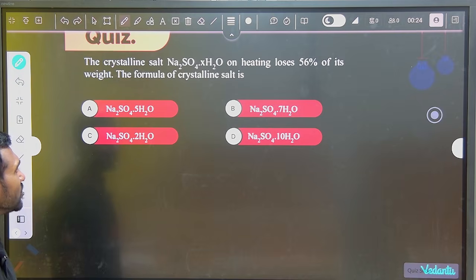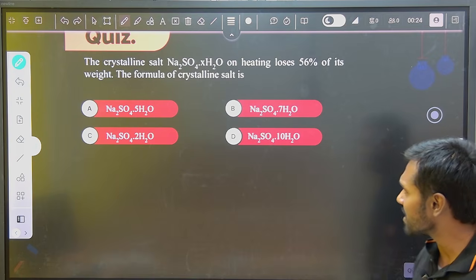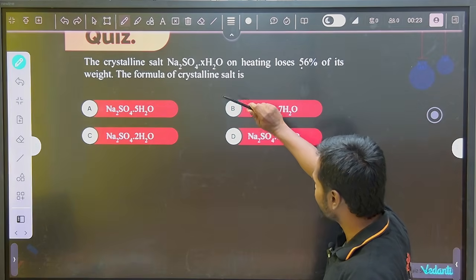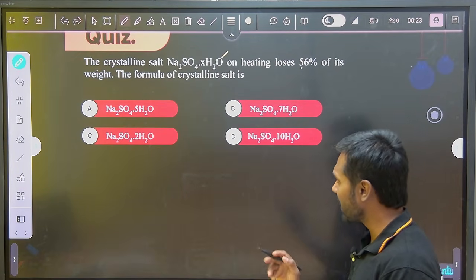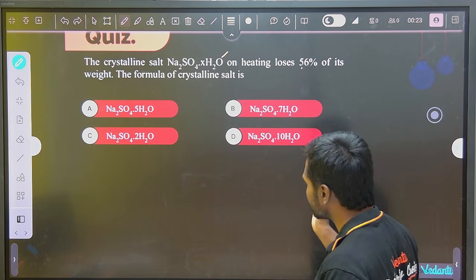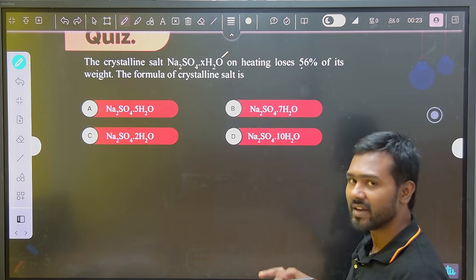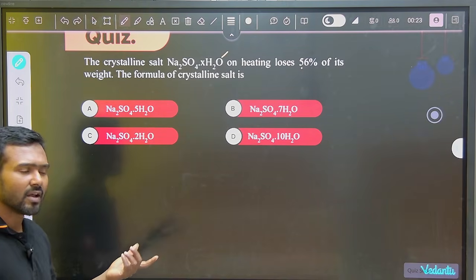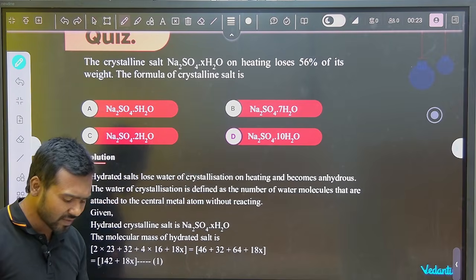Now what you have to find is which compound has 56% of its weight as water. According to the question, 56% is lost on heating, which means the water is going out. So 56% of the weight of that compound is nothing but water. Now you have to calculate, among these four options, where the water is 56% of its weight, that is, the weight of water divided by the total weight of the compound, into 100. If you get that, then you will get this answer, Na2SO4.10H2O.